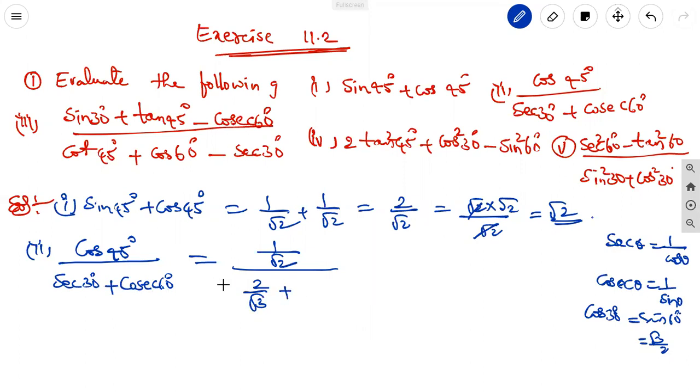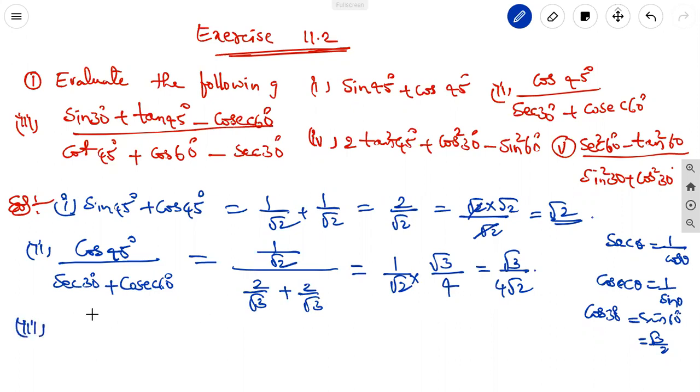Plus cosec means 1 by sin theta. Cosec 60 means 1 by sin 60. Sin 60 in the denominator, that is the reciprocal of this. It is 2 by root 3. And again, 1 by root 2 into root 3 is the LCM. 2 plus 2, it's 4. This is equal to root 3 by 4 root 2. That is the second value.